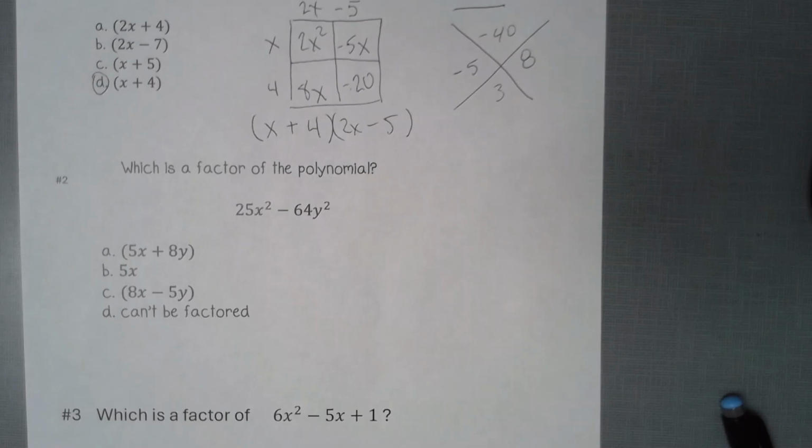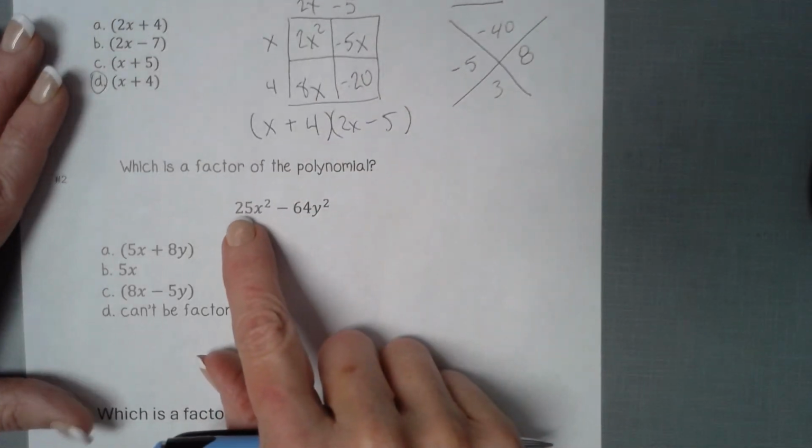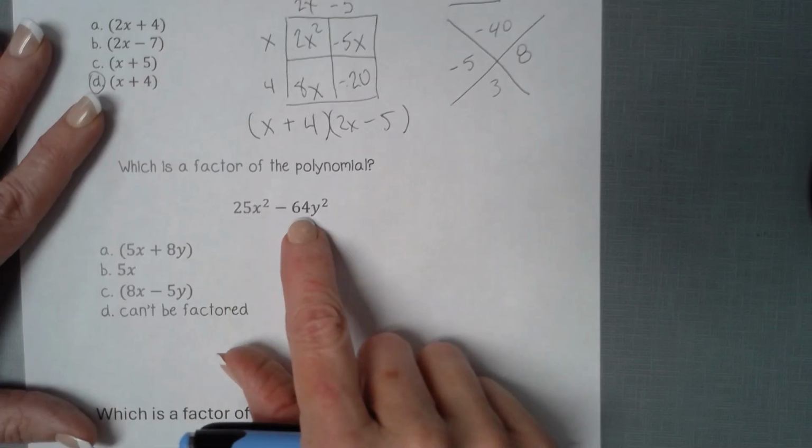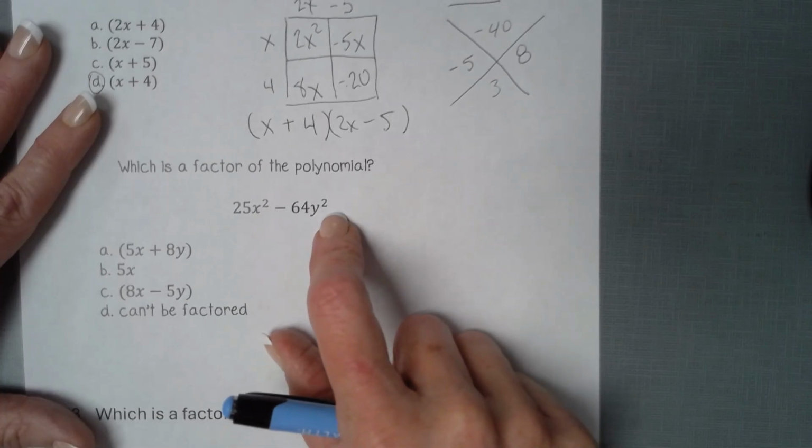So is there one between 25 and 64? It's not. How about, do I have X's in both terms? Nope. Do I have Y's in both terms? I don't have a GCF, folks. Okay? Now, if you were to do this by the box method, it's going to be really difficult. What you should realize is 25 is a perfect square, 64 is a perfect square, x squared is a perfect square, y squared is a perfect square.